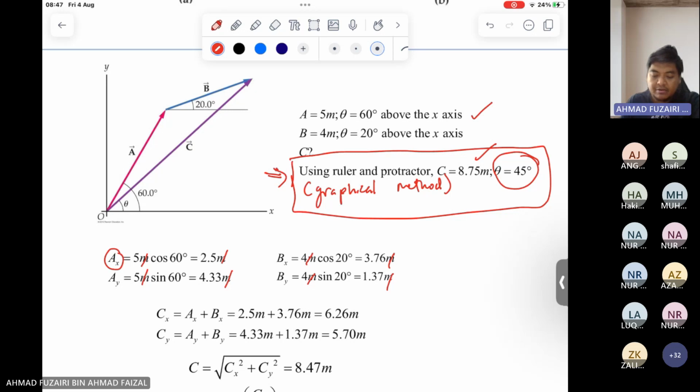So 5 cos 60, you get 2.5. 5 sin 60, we get 4.33 for AY. Okay, and BX is 4 cos 20, 3.76. And BY, 4 sin 20 equals to 1.37.